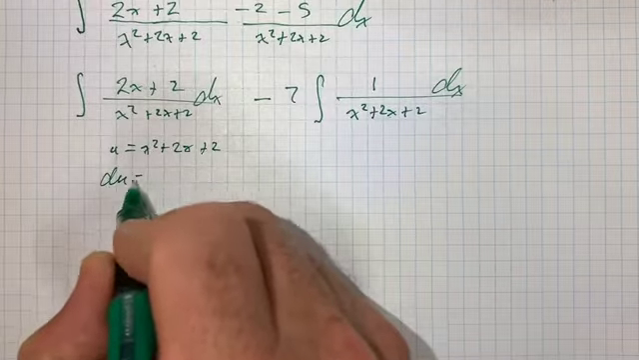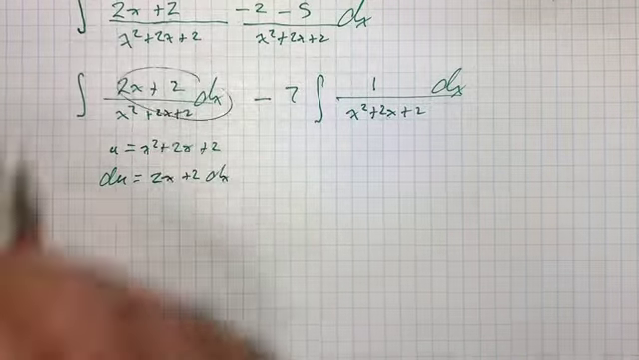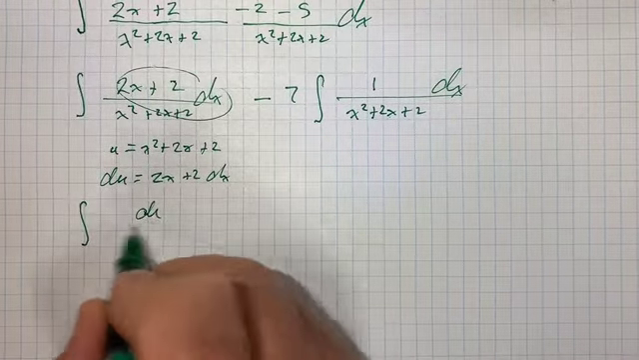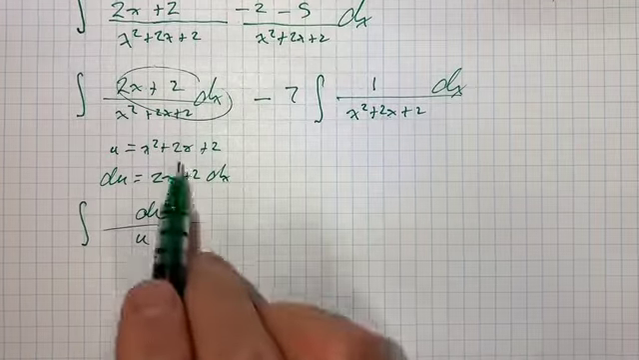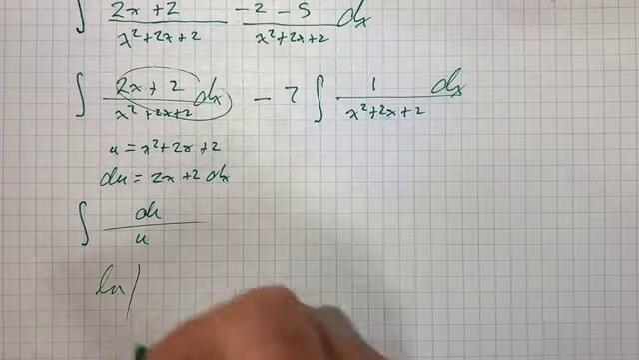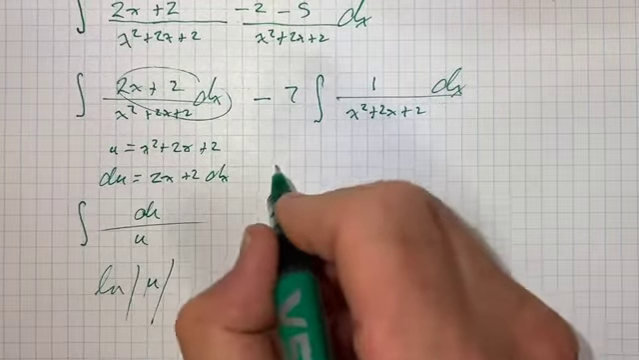So that way du is 2x plus 2 dx. That's what he created on top. So you see, this one becomes du over u. 1 over u du. See, there's no square root or anything. That's a logarithm. So this is going to be ln of whatever u is. Ln u. Okay, what about this one?